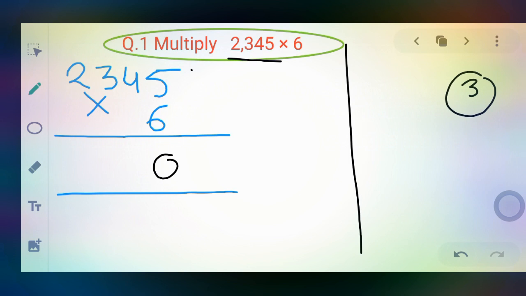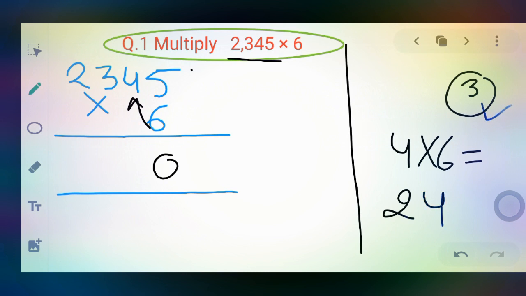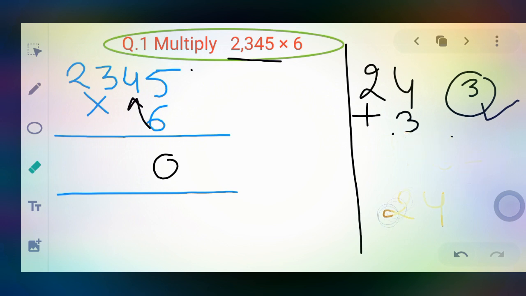Yes, you get here 0. Now, dear student, you have to carry 3 here. Now what do you do? You have to multiply 6 and 4. Now, 4 multiplied by 6, what is the answer? You all know that the answer is 24. And you know very well 3 is already carry. So 24 plus 3, what is the answer? You all know that the answer becomes 27.